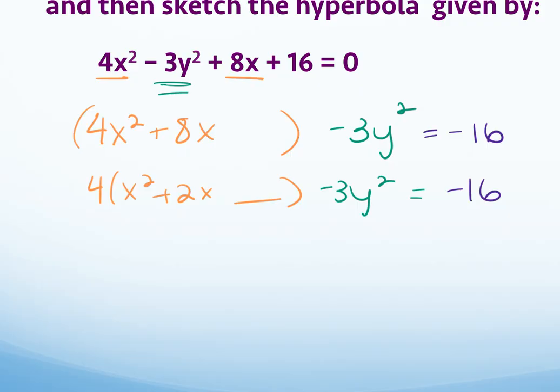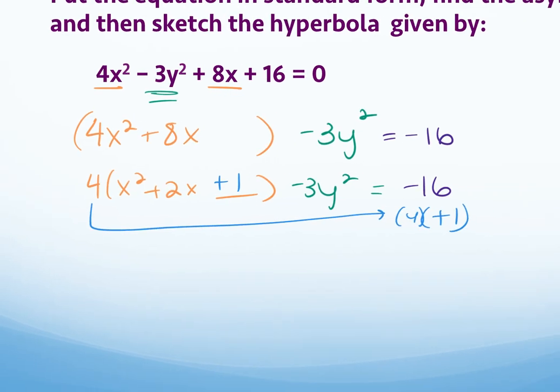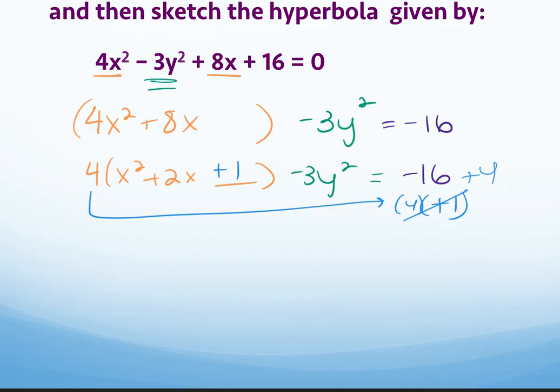And then I take the 2, divide it by 2, that's 1. Square it, it's 1. Add the 1 inside the parentheses. And I would normally go ahead and add it to the 16 on the other side, but I have to multiply by 4 first. So I'm adding 4. So in factored form, this would be 4, square root the x squared, I get x. Square root the 1, I get 1. Take the sign from the middle, which is a plus, put it in parentheses and square it. Minus 3y squared equals negative 12.